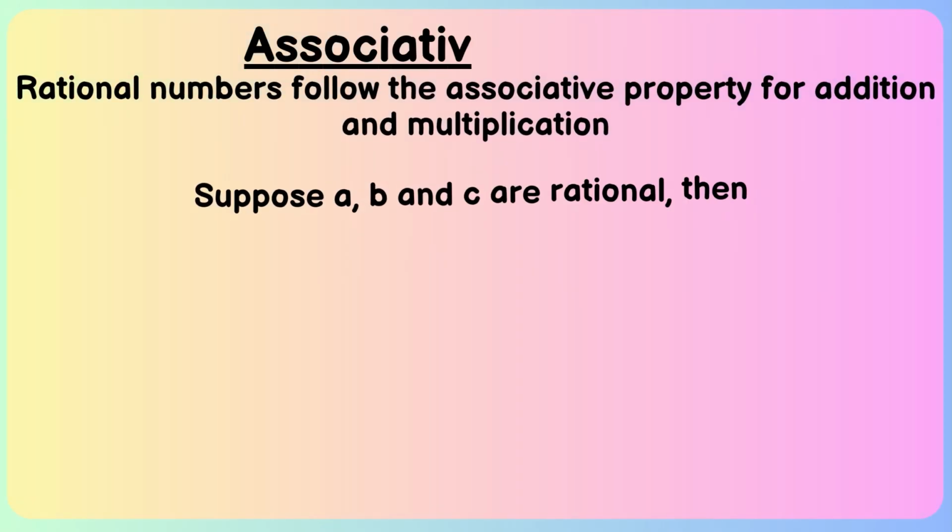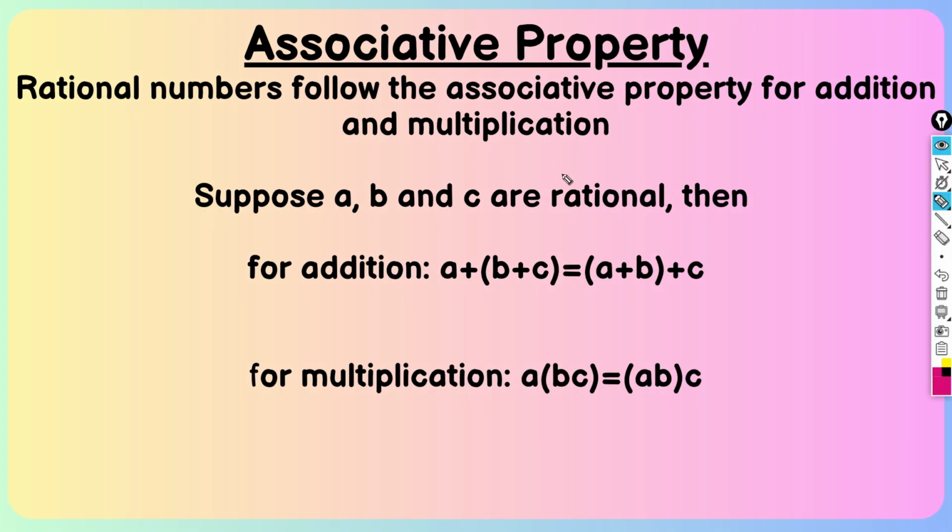Next property is associative property. Rational numbers follow the associative property for addition and multiplication. If you put examples and see, you will get the result. For addition, (a plus b) plus c is equal to a plus (b plus c). So let us take a is equal to 1 by 2, b is equal to 3 by 2 and c is equal to 5 by 2. So a plus (b plus c) is 1 by 2 plus (3 by 2 plus 5 by 2). This is nothing but 1 by 2 plus 8 by 2, so we get 9 by 2.